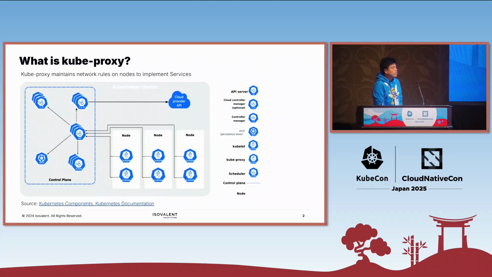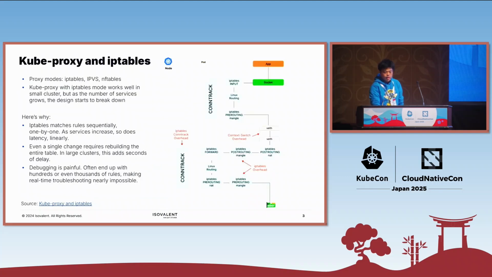And first of all, what is kube-proxy? Kube-proxy is a core networking component in Kubernetes running on every node. It maintains network rules on each node to load balance service traffic to backend ports based on endpoints and endpoint slices. Kube-proxy supports iptables and IPVS, but the iptables mode has significant limitations at scale.